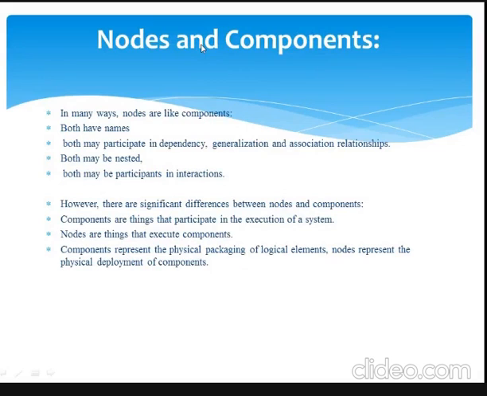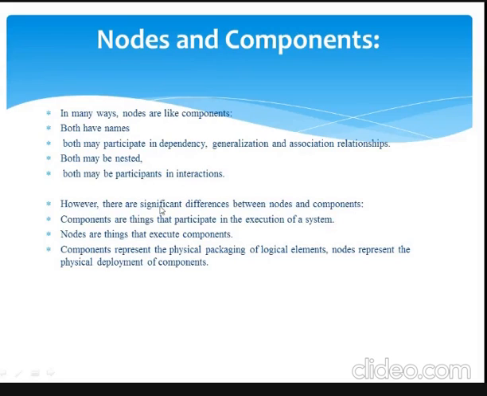Nodes and components are similar, but there are some differences. Both have some similarities: both nodes and components participate in dependency, generalization, and association relationships. Both may be nested, so we can nest the components and also nest the nodes as well. Both nodes and components participate in interactions. These are all the similarities of nodes and components. Then what are the dissimilarities of nodes and components?